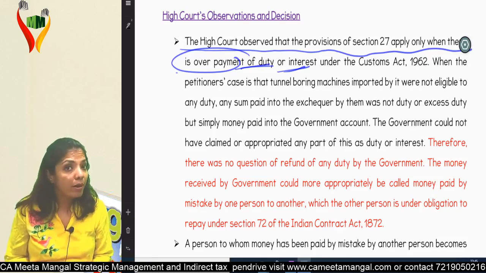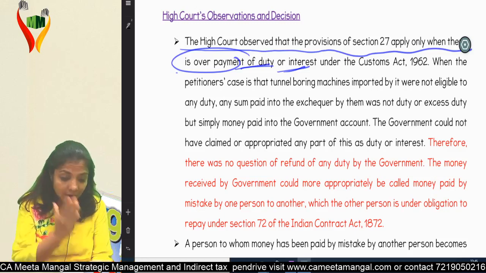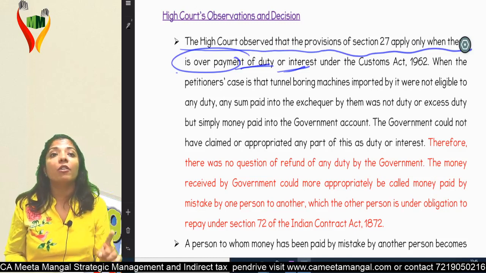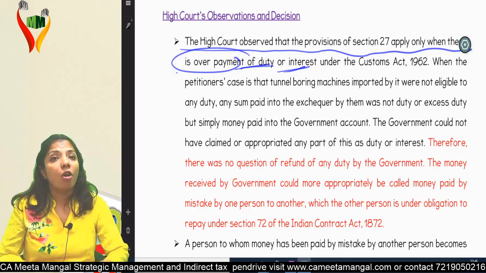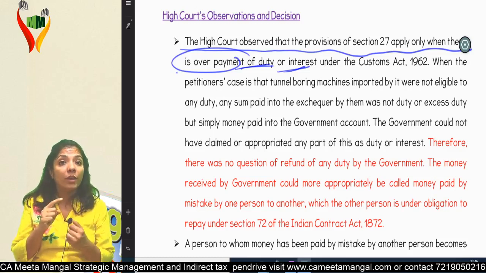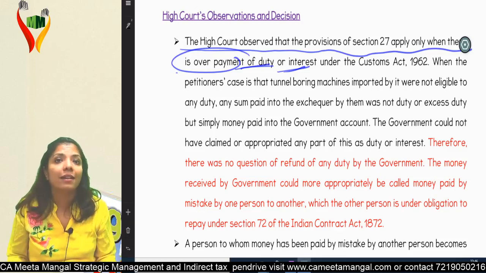That means, ma'am, are you trying to say that money is gone? No, I am saying that boss, if refund would have been the question, then 1 year would have been the question. But now it is not refund at all, so the limitation of 1 year will not be applicable over here. The petitioner can get the whole money back.